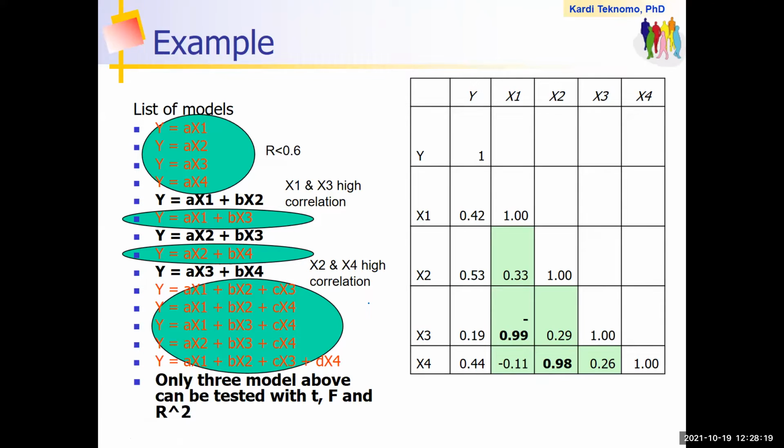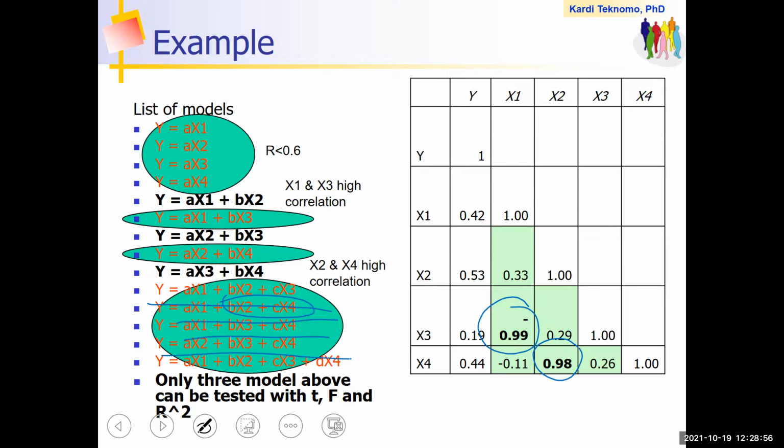Blue. Okay, in this model, what is this? Between x1 and x3 and between x2 and x4, the correlation is very high, right? Because x2 and x4 is very high, they should not be in the same equation. So if you have x2 and x4 here, then this model must be removed. If you have x1 and x3 in the model, this one must be removed. All the ones in red must be removed.